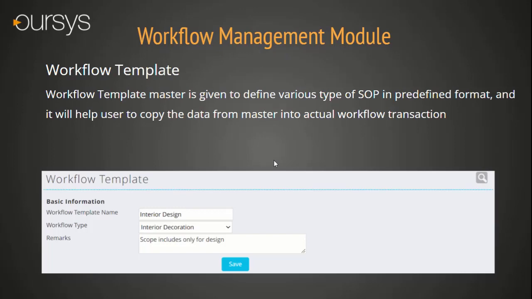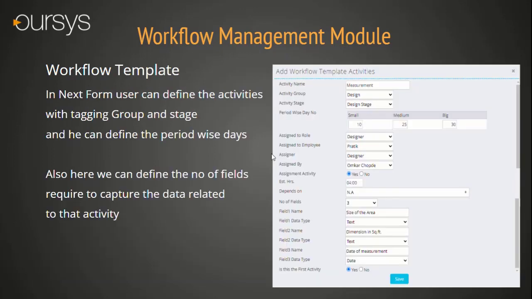Workflow template master is given to define various types of SOP in a predefined format, and it will help the user to copy the data from master into the actual workflow transaction. In the next form, the user can define the activities with the tagging groups and stages, and define the period-wise days. Also here we can define the number of fields required to capture the data related to the activity.